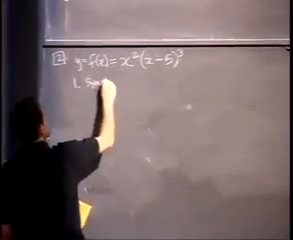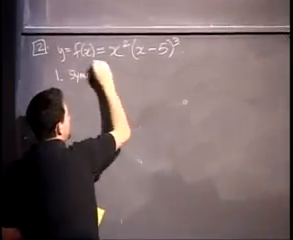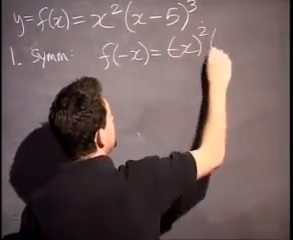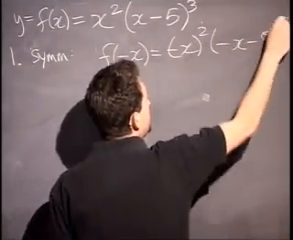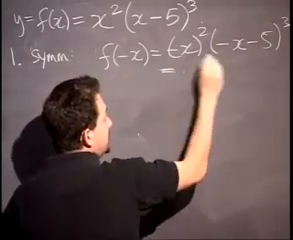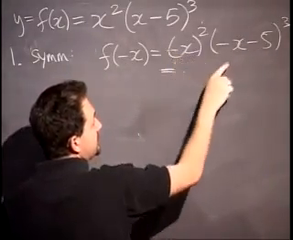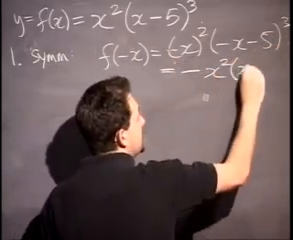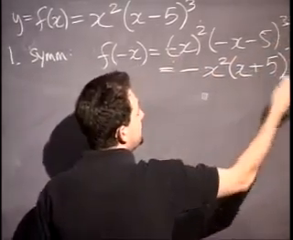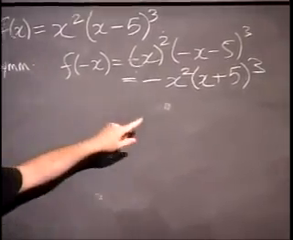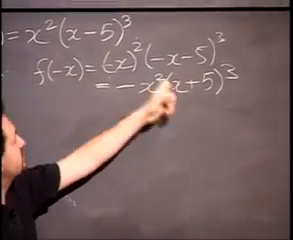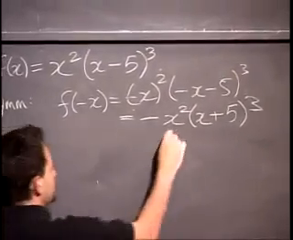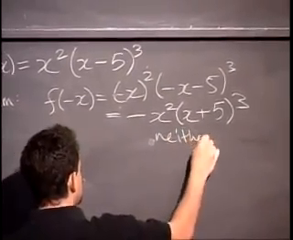Symmetry, put minus x, so we get f of minus x is (minus x) all squared times (minus x minus 5) all cubed. If you work it out, you get the minus goes away here, but it can pull out here because of the cube. So you get minus x squared (x plus 5) cubed. It's not the same as the original function, but it's not even the negative of the original function because here you have an x minus 5 and there you have an x plus 5. So it's neither. Sorry, can't do anything about it.